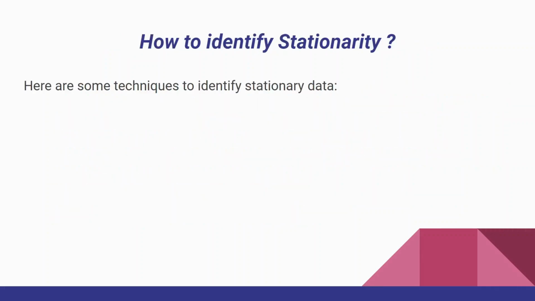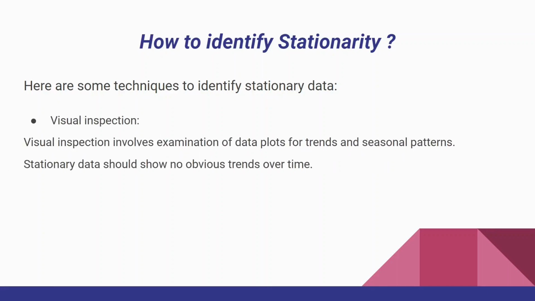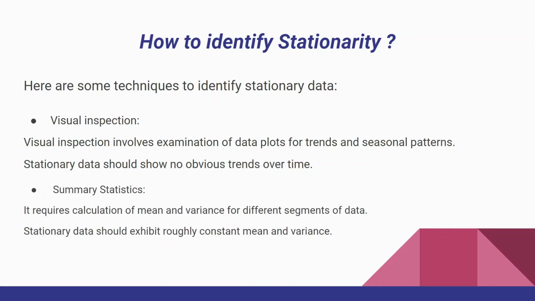Next, we look at how to identify stationarity. Here are some techniques to identify stationary data. First is visual inspection. Visual inspection involves examination of data plots for trends and seasonal patterns. Stationary data should show no obvious trends over time. Next is summary statistics. It requires calculation of mean and variance for different segments of data. Stationary data should exhibit roughly constant mean and variance.